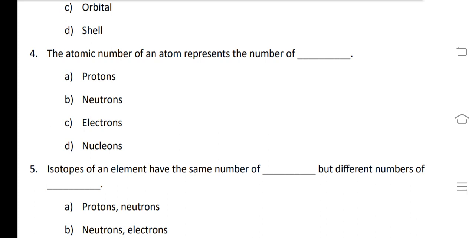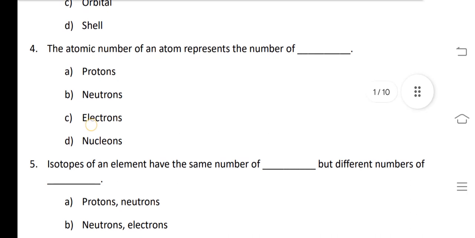Electrons can be increased when the atom forms an ion, and the number of electrons can be decreased when the atom loses one electron or two electrons. So the correct answer is that the atomic number of the atom represents the number of protons in it.